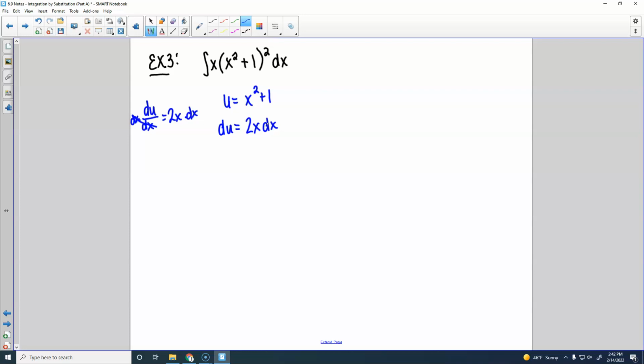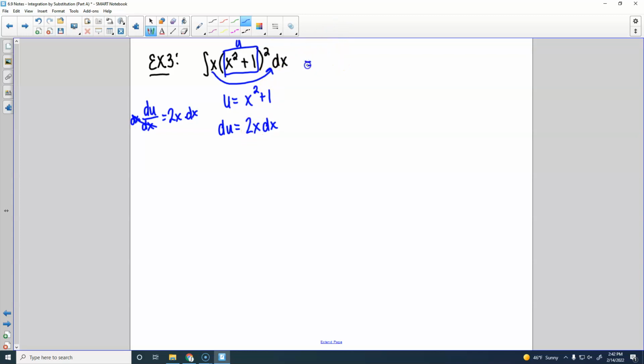Sometimes you sort of have to guess, and then if it doesn't work, try something else. I think the ones today are a little more straightforward. Okay, so we know this part right here is u. What's our problem? I can take this x and put it over here with this dx, but what am I missing? The 2.